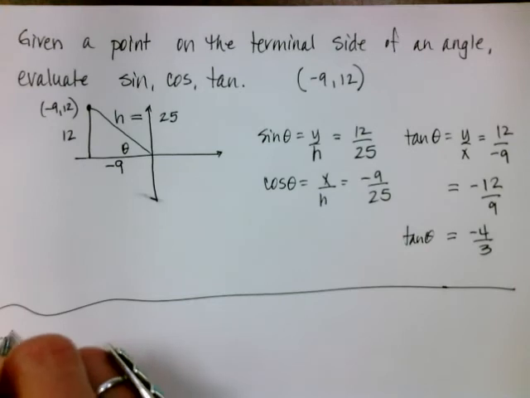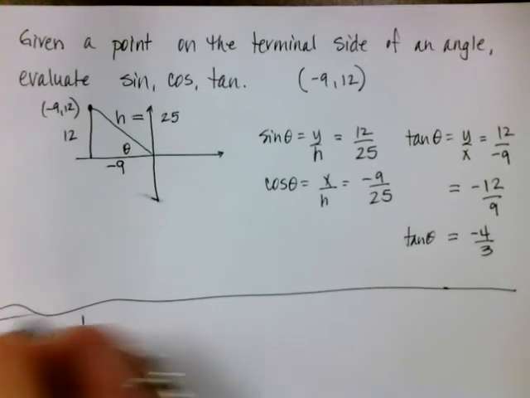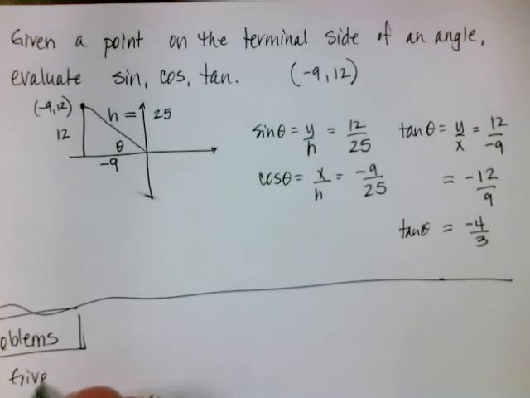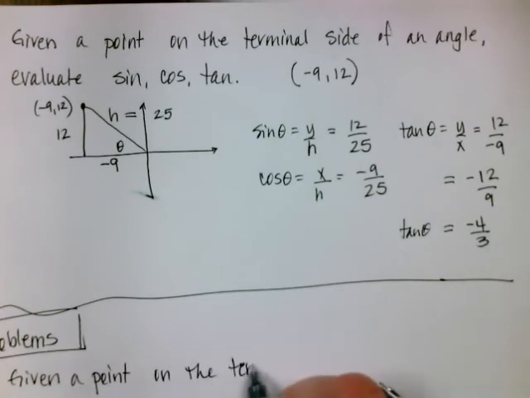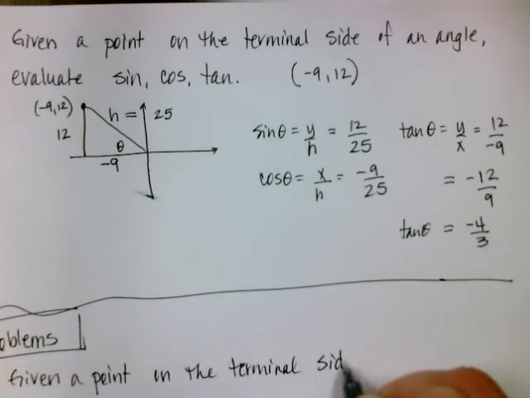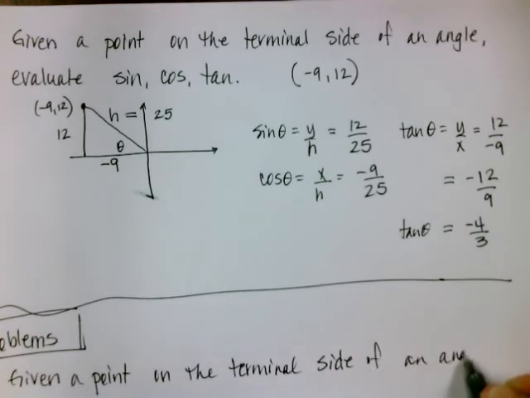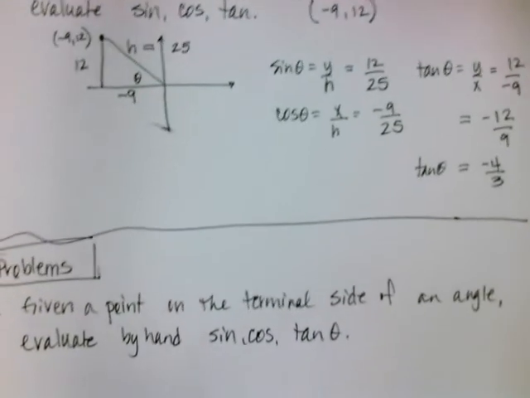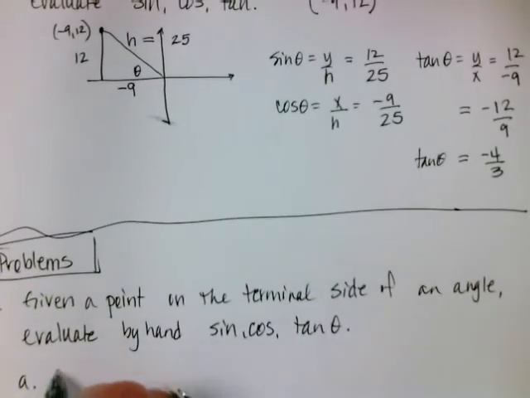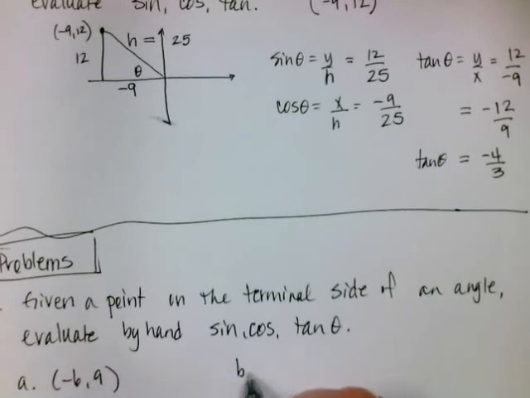Alright, so let me give you your problems. Alright, the first one says, given a point, so it's like the one we just did, on the terminal side of the angle, evaluate by hand the sine, the cosine, and the tangent of theta. Okay? Alright, so the point that you're going to be given for A is a negative 6, 9, and the point that you're given for B is a 5, negative 12.